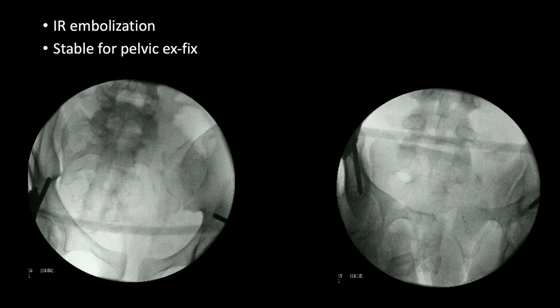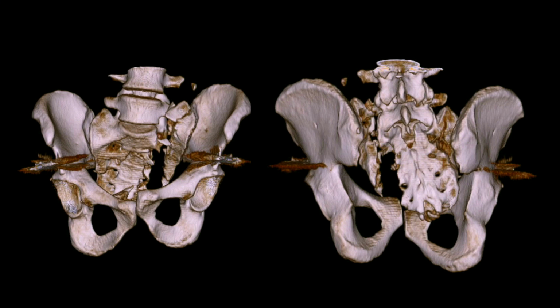And so initially the patient went to IR for embolization, got stabilized. He was stable enough for a pelvic X-fix that buys you a couple days. And this is sort of the post-op CT with him a little closer. Does this give you any additional information? Yeah, so we see, again, the open SI joint on the right. And then on the left side, there's a sacral fracture that looks to be going through the foramen and even medial to the foramen.